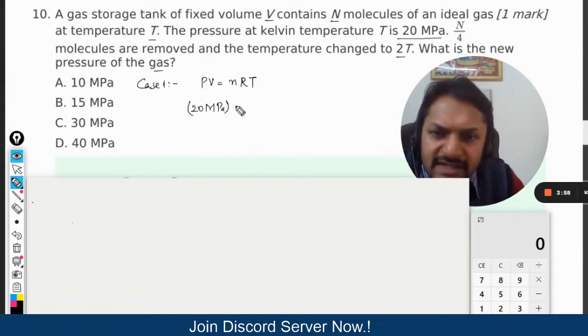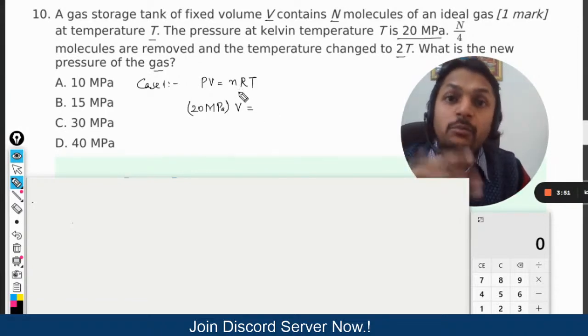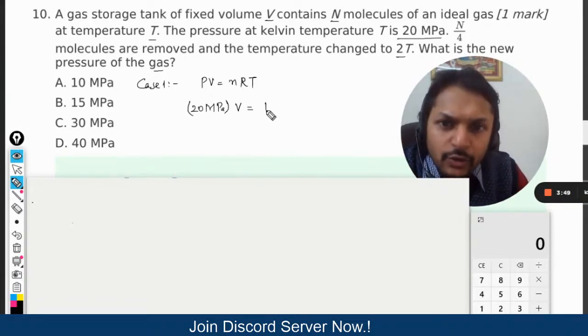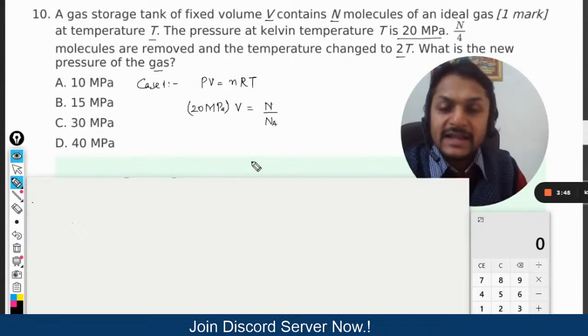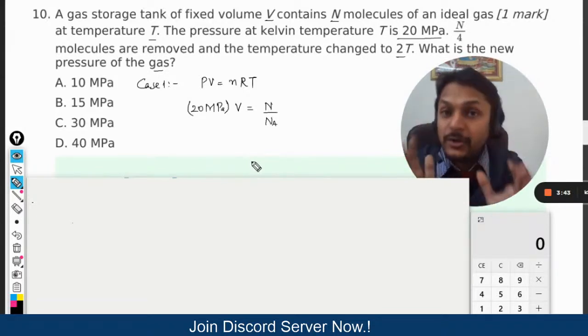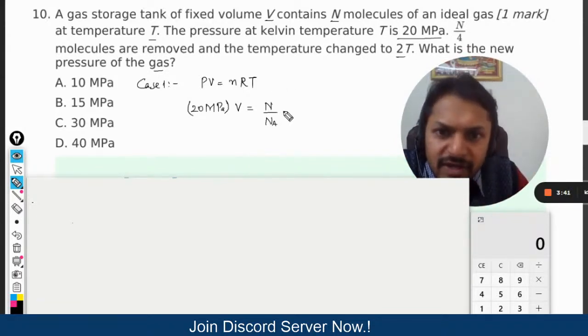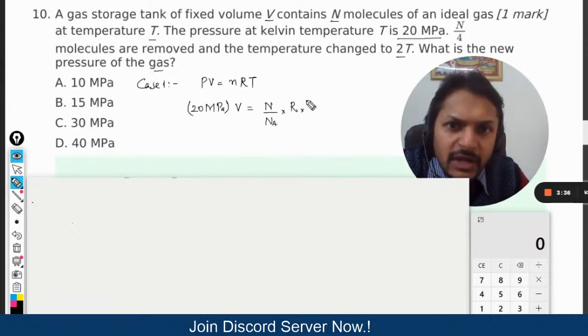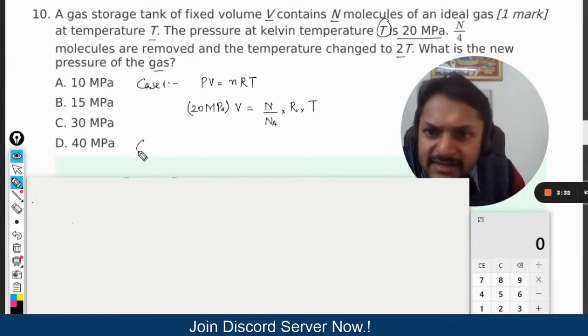Now, V is the volume that is fixed. N, there are N number of molecules, so small n is the number of moles. So how do you find the number of moles? Total number of molecules divided by the Avogadro number, that is 6.023 into 10 power 23. Multiplied by the universal gas constant, which is constant every time, and the temperature is taken as T.